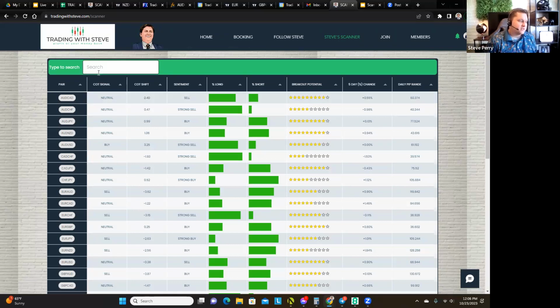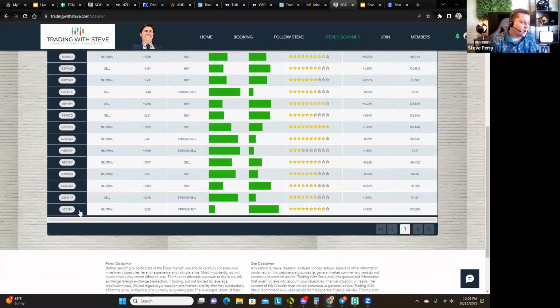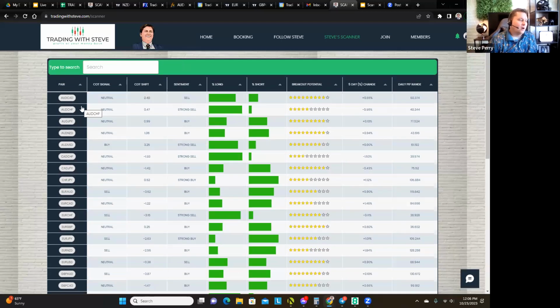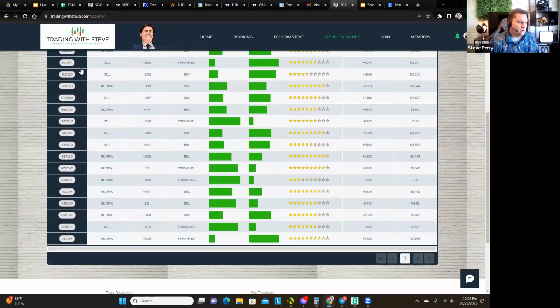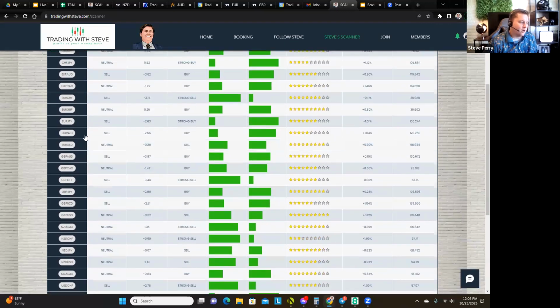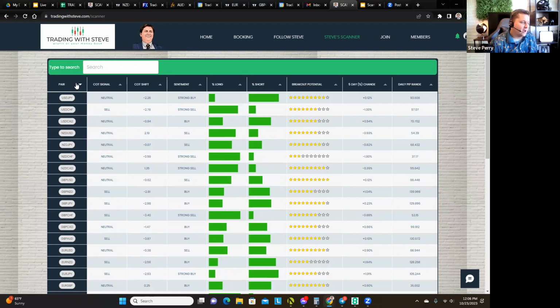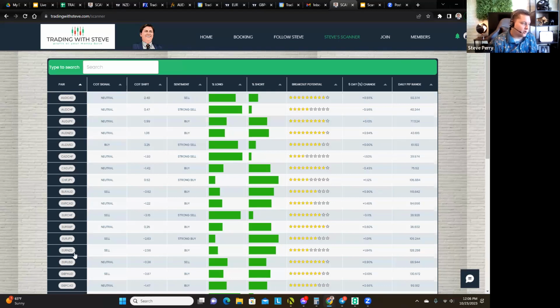So let's break this down. The scanner itself currently has all 28 major currency pairs. We are going to be adding pretty soon, I'm just trying to finalize a couple of different places to get some data on NAS 100, US 30, oil, and gold and silver. Once I get those finalized, it shouldn't be too hard to add that data into the scanner, and at that point you'll have some other instruments to look at. But right now, you've got all 28 major currency pairs, listed over here on the left side. You can categorize or filter the pairs in alphabetical order here.